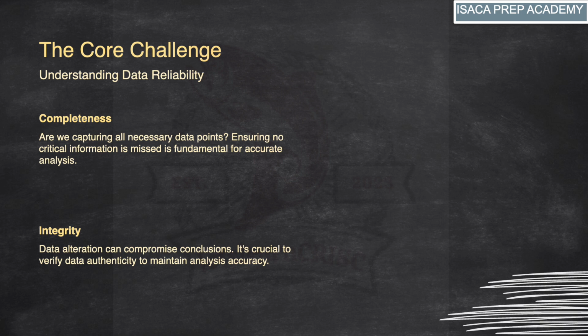For example, in cybersecurity, if someone changes the data about who accessed the system, it could make it look like someone innocent did something wrong. So it is really important to check that the data is genuine and has not been messed with. And friends, by doing this, we can make sure our analysis is accurate and we are making the right decision based on the data.